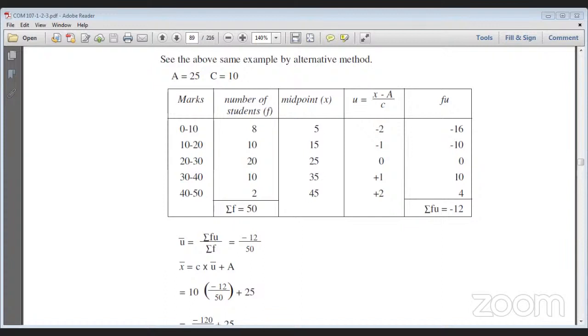Now Z, or mode, is calculated as 60 plus 10 upon 15, that means 10 plus 5, multiplied by 5, because the difference here, 50 to 55, is 5. So 60 plus 10 upon 15 multiplied by 5 is equal to 60 plus 10 upon 3 is equal to 63.33. This is the answer.